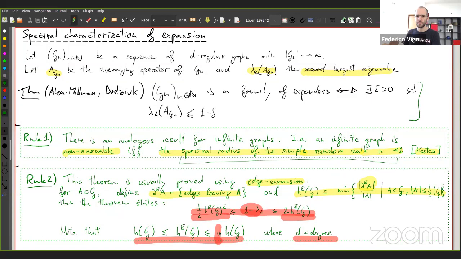Wait, I have a question. I'm sorry. The usual spectral characterization of expansion that I've seen uses some eigenvalue that's bounded away from zero. What operator is that? That is one minus the average operator. Oh, okay. Great. And if you use that operator, then that also takes care of those annoying negative eigenvalues, because that one has spectrum between zero and two, and the gap around zero is just given by lambda two. Thanks. You're welcome. That's a good question.